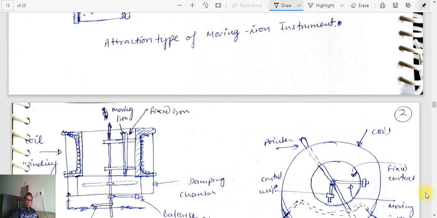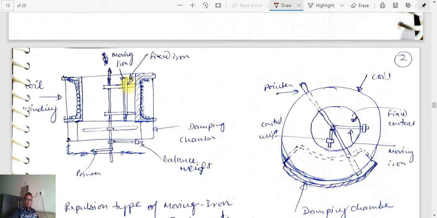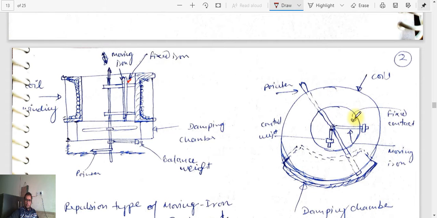This is the image here of the moving iron repulsion type. This is the top view of the repulsion type. This is the fixed contact, and this is the moving contact. When current flows in this coil, it produces repulsion between the fixed iron and the moving iron, and the moving iron repels and moves.